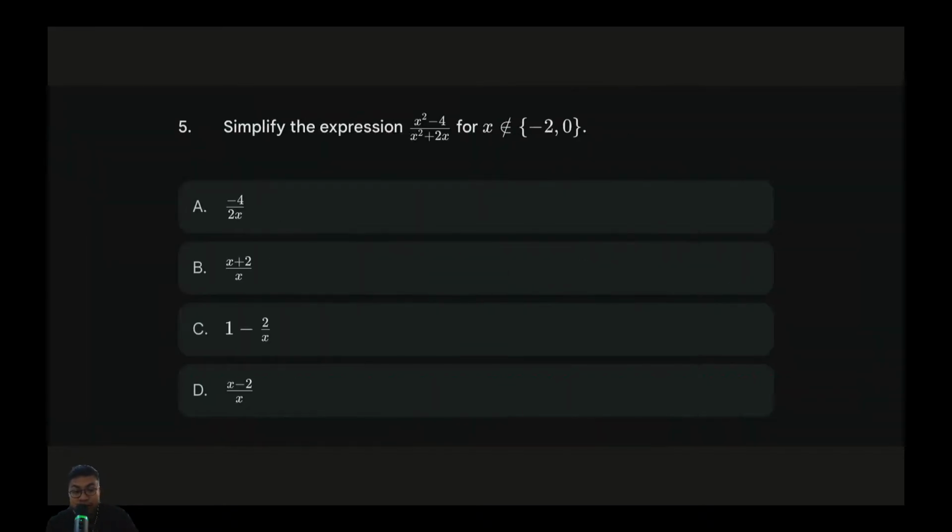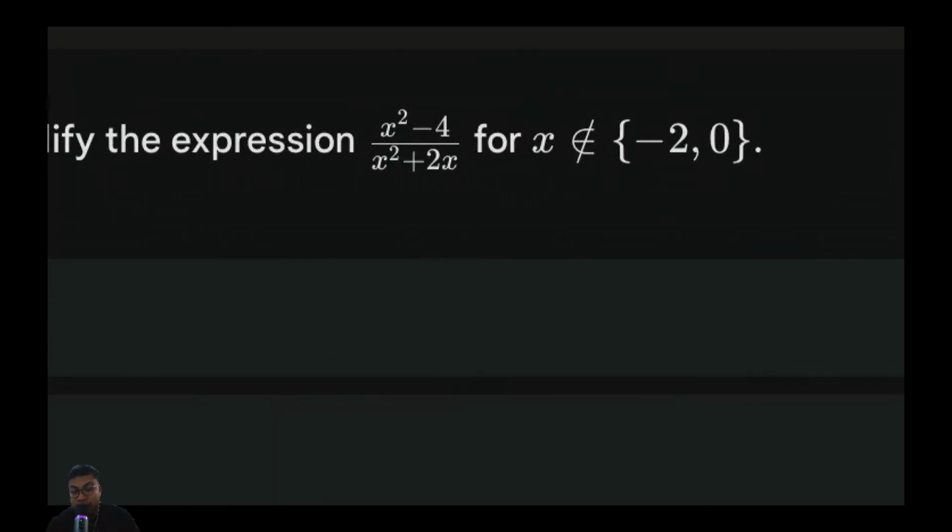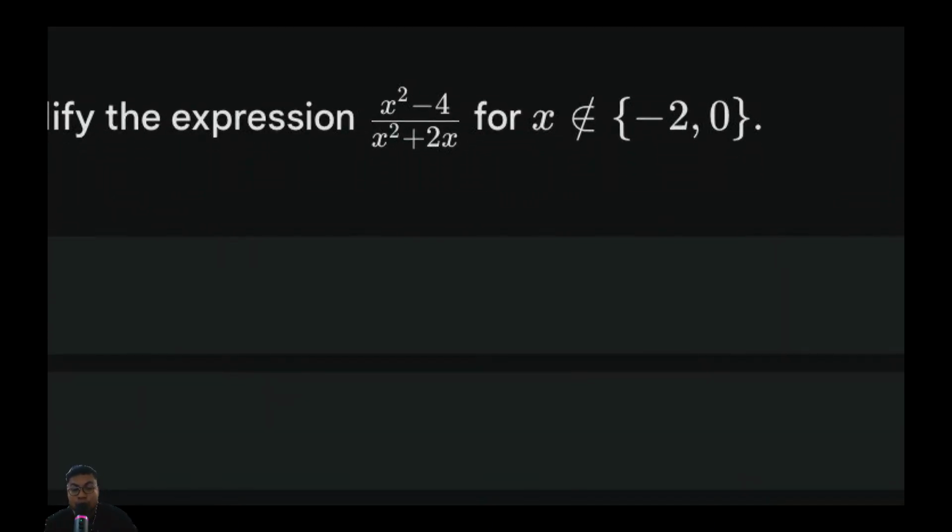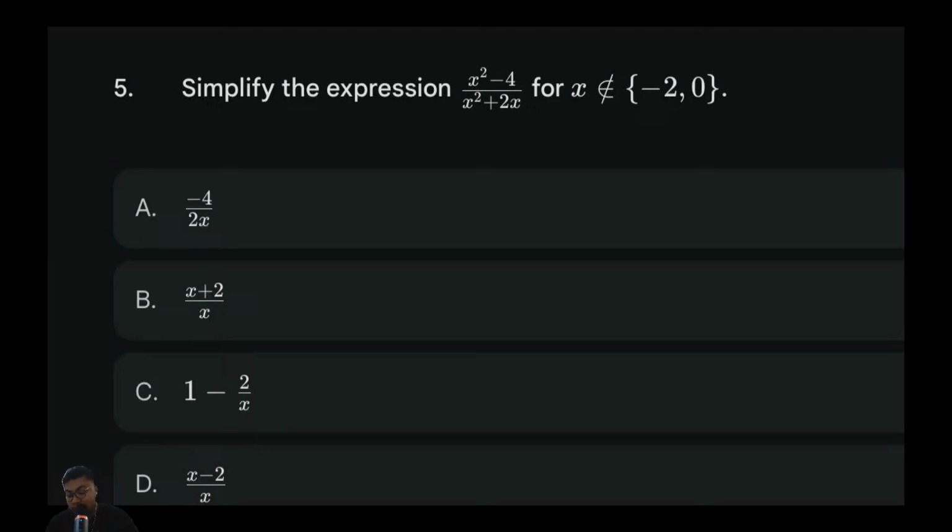So let's move to question 5. Question 5 here, they said simplify the expression x squared minus 4 over x squared plus 2x, for x not equal to -2 or 0. For -2 and 0, we don't have to care about that. It's just the domain, because this fraction is defined if the value of x is not -2 or 0. That's it.